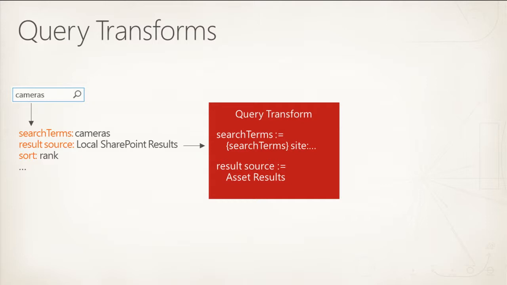And the way they work is that when you use them in the query text that you're replacing, at runtime, we come in and replace the variable with whatever the value of that property was in the incoming query. So here what's going to happen is in is going to come search terms cameras, and we're going to replace search terms. But we're going to replace it with whatever was in search terms plus a site restriction. And so the end result is you're going to get a query that looks like this. It's going to be cameras and then the site restriction, going to the asset results result source, and still sorting by rank. Because if a query transform doesn't clobber something, it leaves it alone.